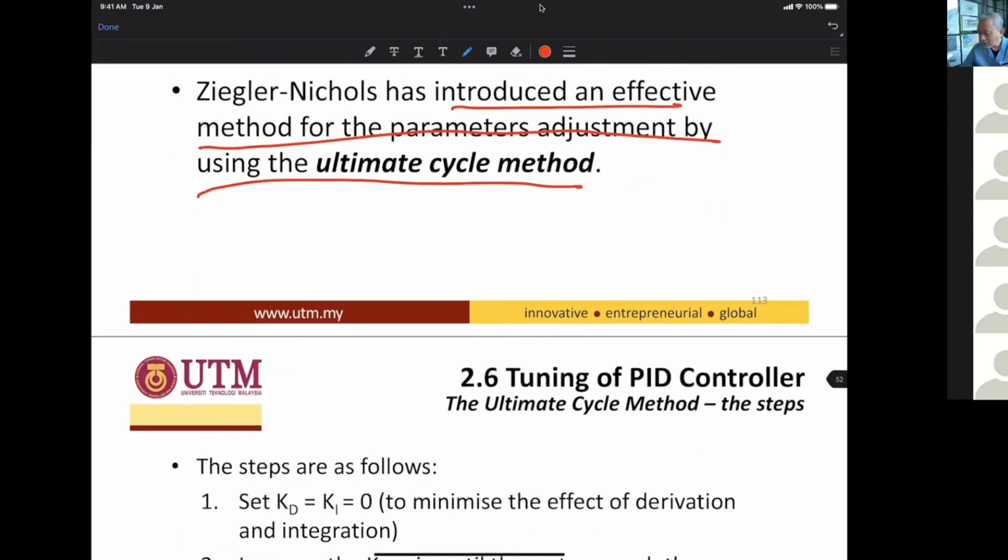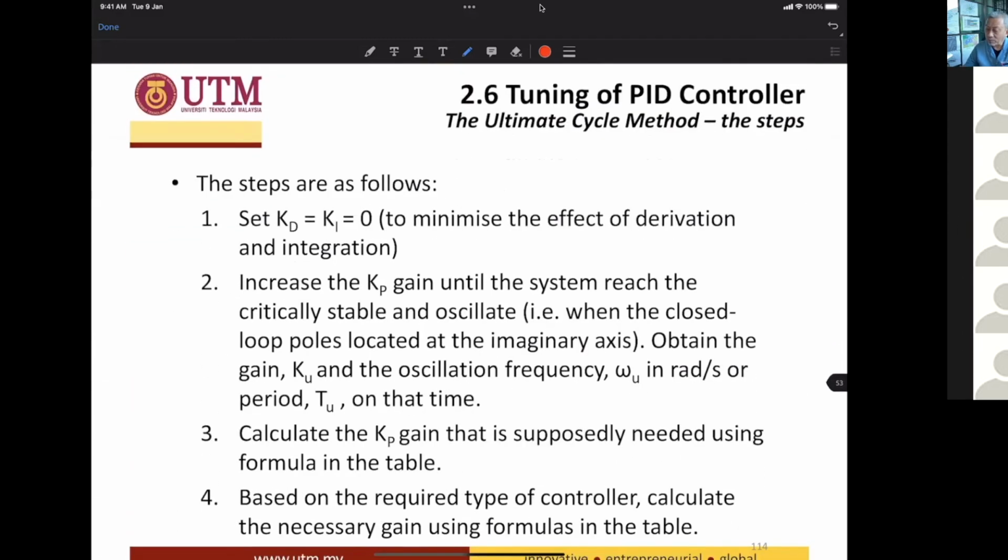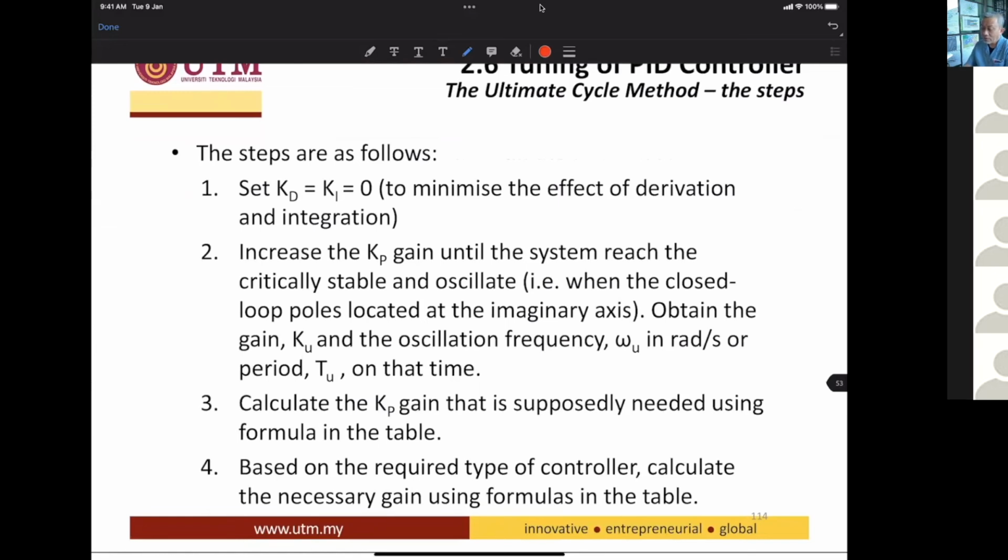So the ultimate cycle method has the procedure, the SOP, as shown here. First, you set KD and KI equal to 0. The derivative and the integral are set to 0 to minimize the effect of the derivation and integration. Then increase the KP gain until the system reaches critical stability or oscillates. Once it oscillates, we capture the critical gain and the critical frequency, Ku and omega u, in radians per second.